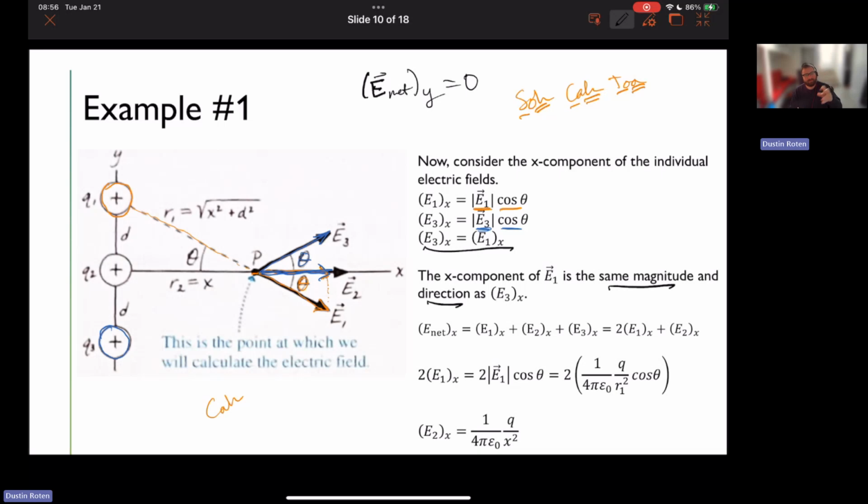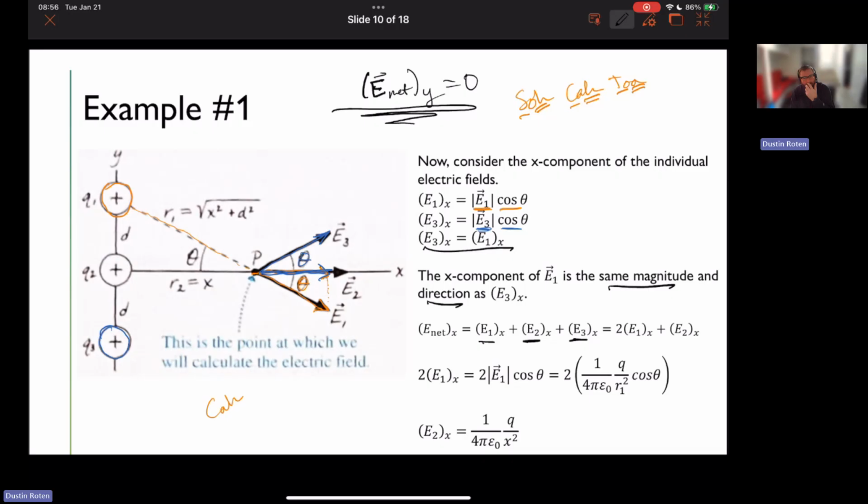And that's going to make this pretty easy. Remember, we already showed right here that the y component completely cancels out to 0. We just need to sum things in the X direction. So here's my net X direction values. E net is just the X component of the first, second, and third electric fields.